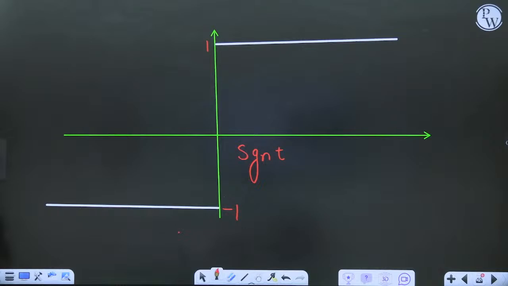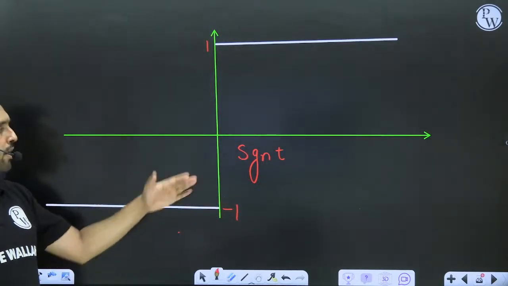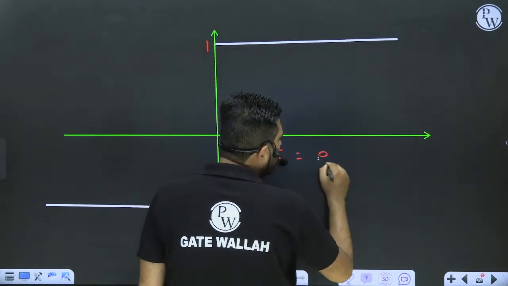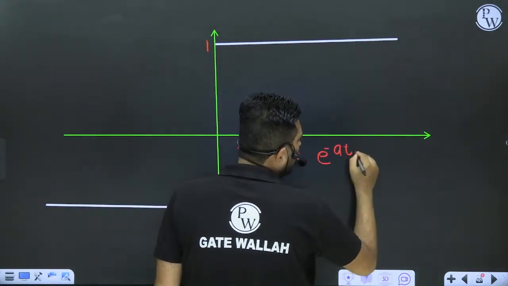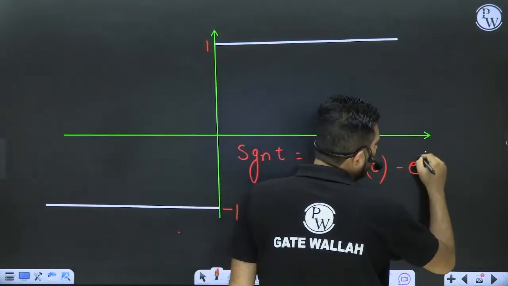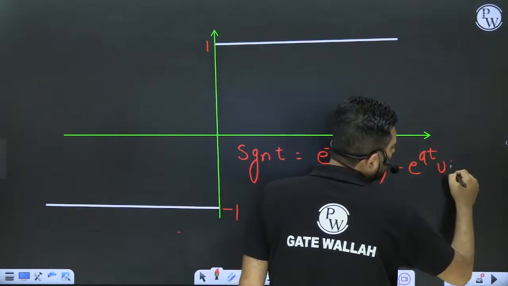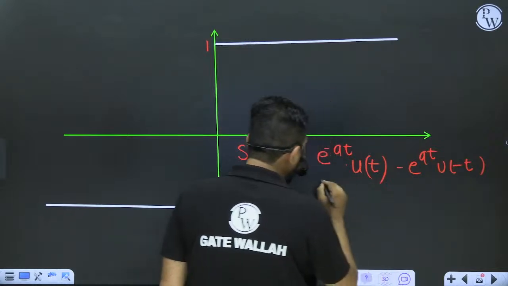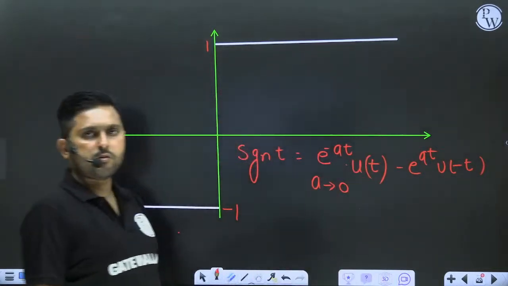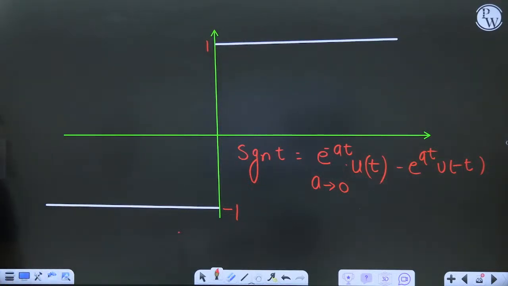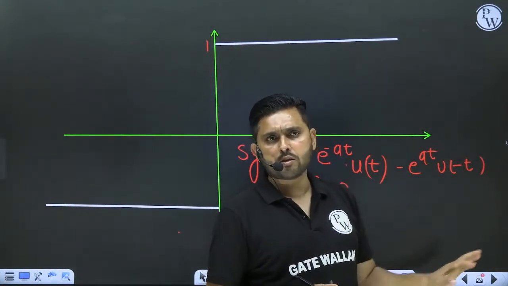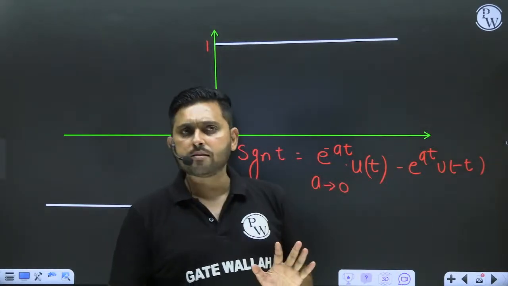So look how we proceed in our journey from the real exponential to the signum function. So what is the signum function? The signum function is e to the power minus at u(t) minus e to the power at u(minus t) with a tending towards 0. Very simple. That's what the signum function means.